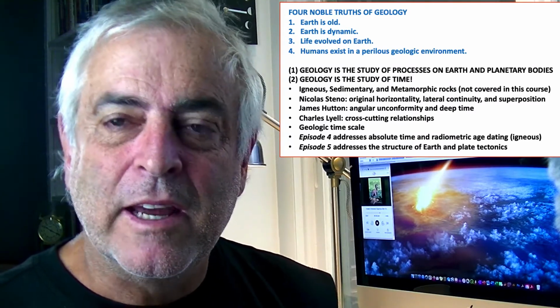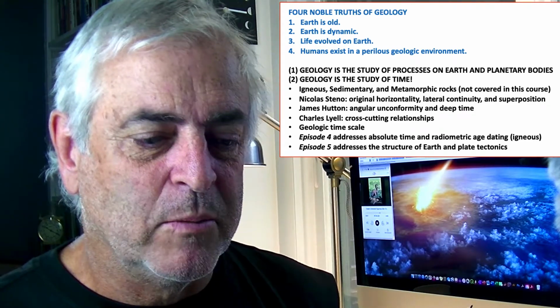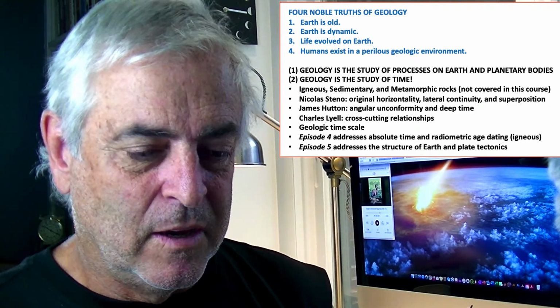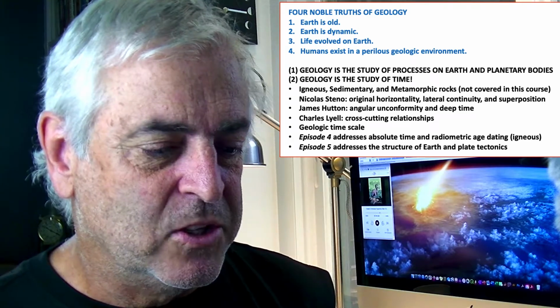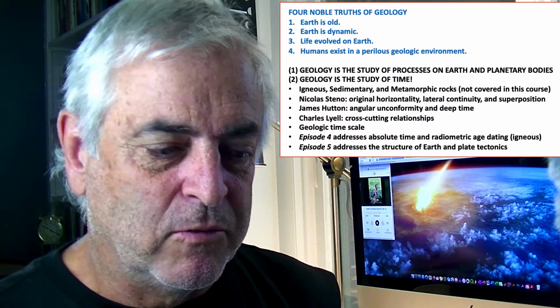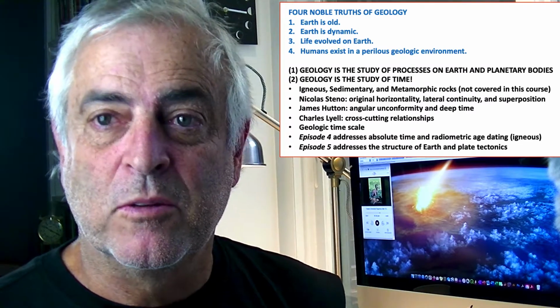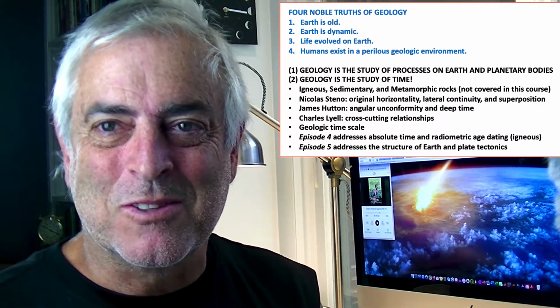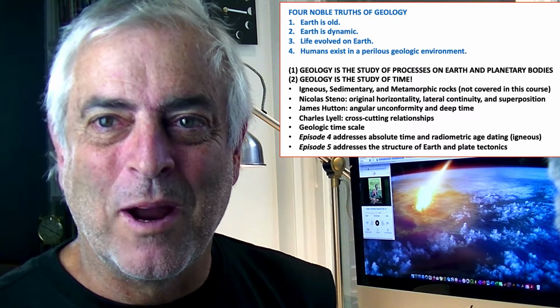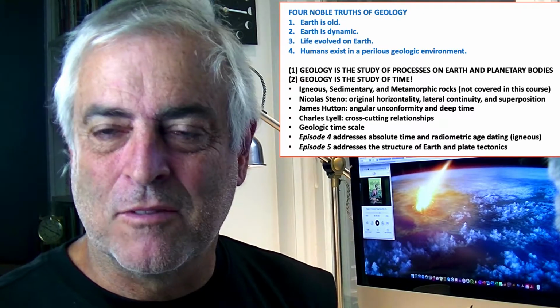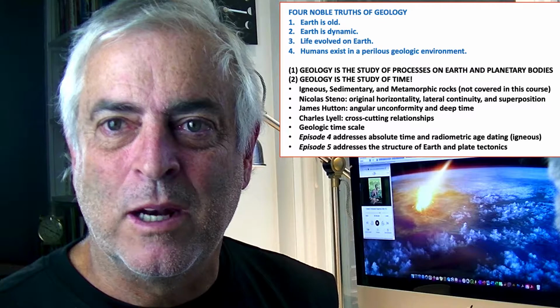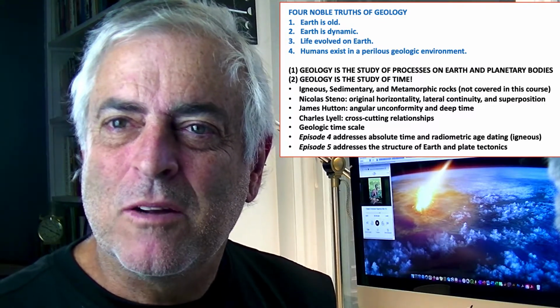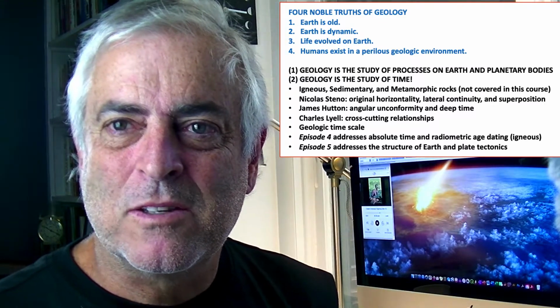And then in the next episode, episode 4, we're going to talk about absolute time and its connection to relative age dating. And then in episode 5, we're going to talk about the structure of the Earth and plate tectonics, just to give you a background, because the plates on the surface of the Earth move around a little bit, and it gives us a different biogeography through time, and so animals migrate. And that's a little bit of what's in this book that has been assigned, Other Lands.